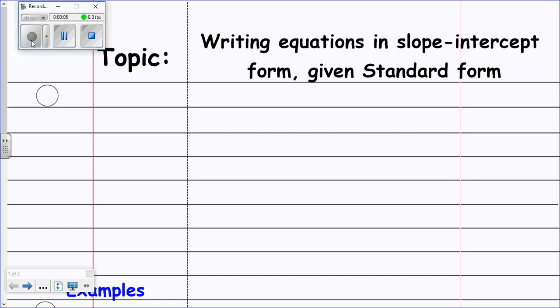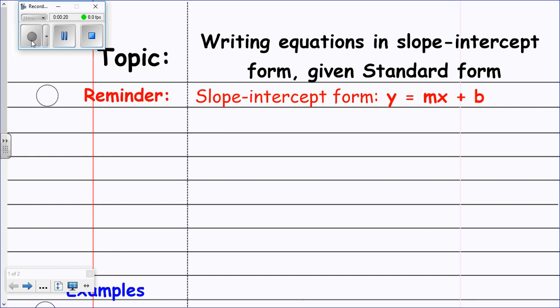All right, we're going to do notes on how to write an equation in slope-intercept form given standard form. So you're just going to write this in your spiral notebook, okay? All right, so to get started, we just got a reminder. Well, what is slope-intercept form? Slope-intercept form is the form y equals mx plus b, where m is the slope and b is the y-intercept.